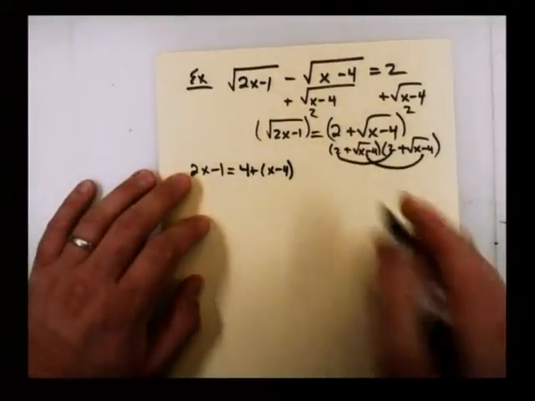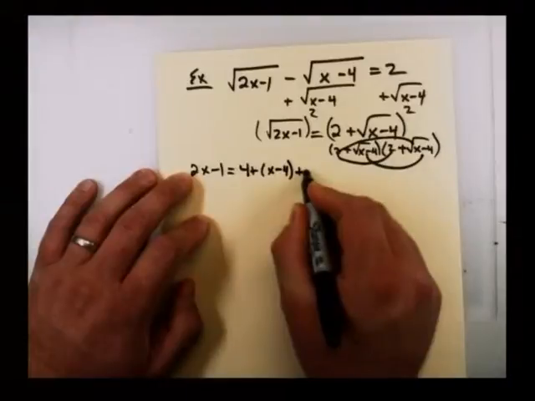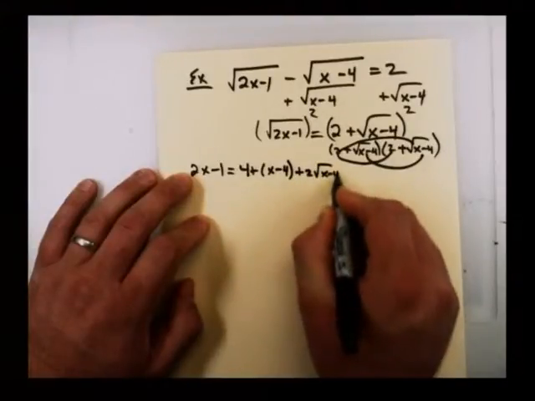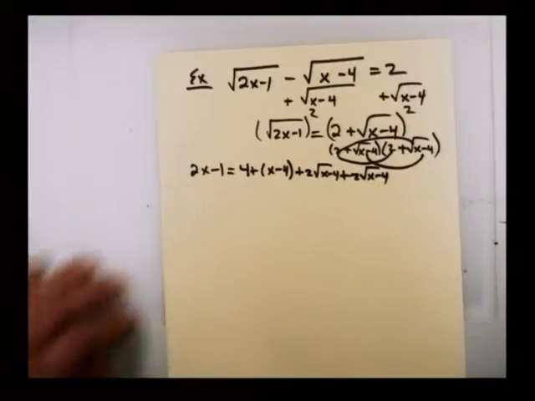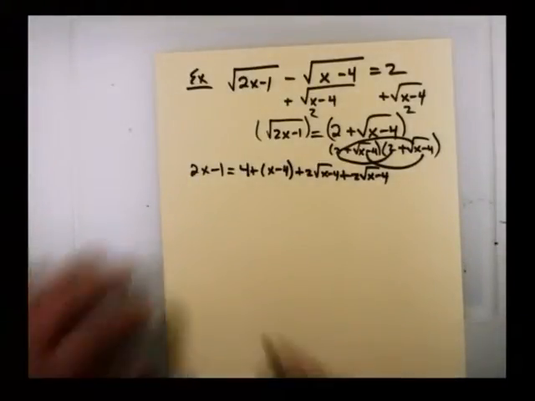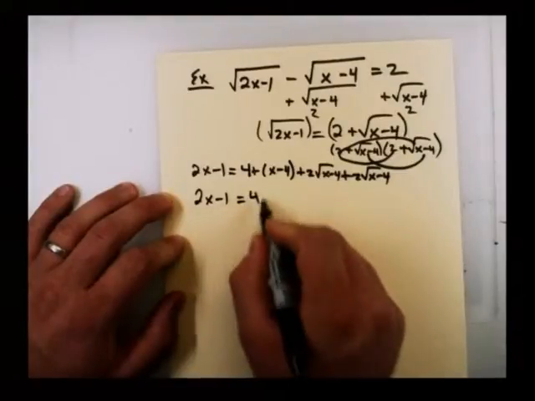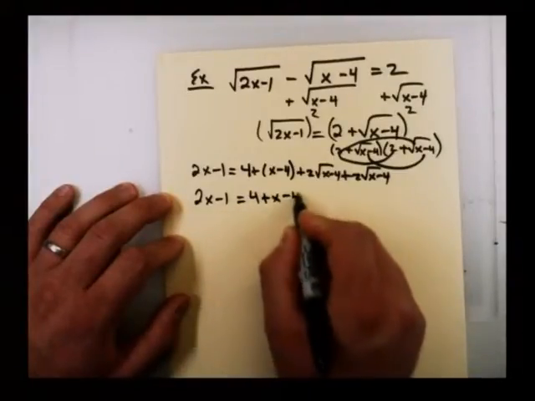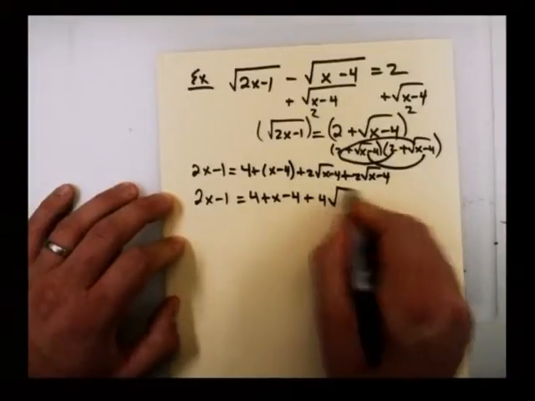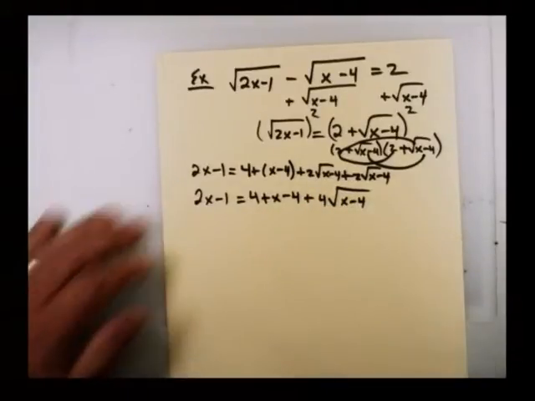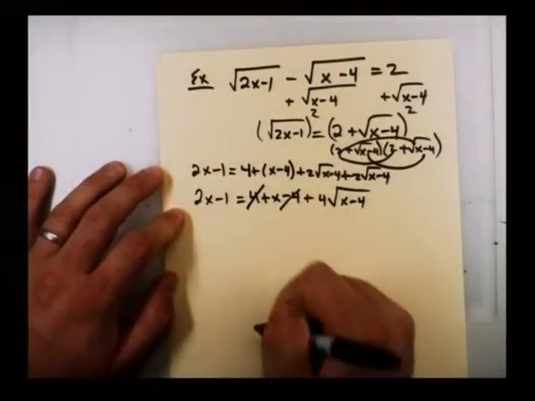Now we got to do the ugly parts. We got to take 2 square root of x minus 4, 2 more square root of x minus 4. Let's simplify that out. First, 2x minus 1 is equal to, we got 4, we got an x, we got a negative 4, and we got 4 square roots of x minus 4. Combine some like terms, those cancel.